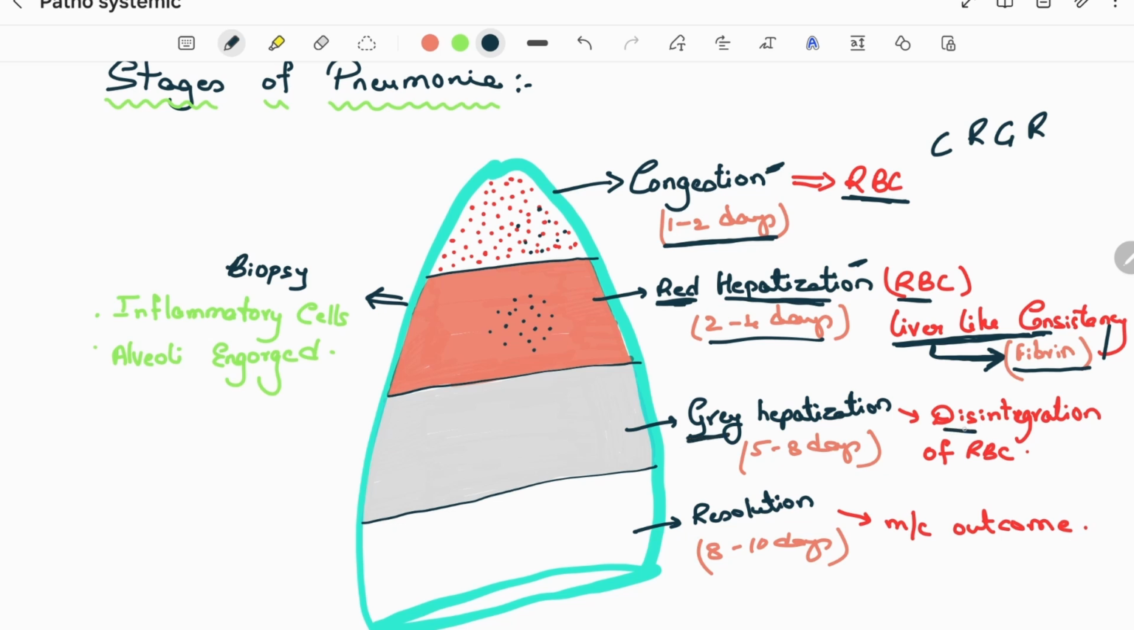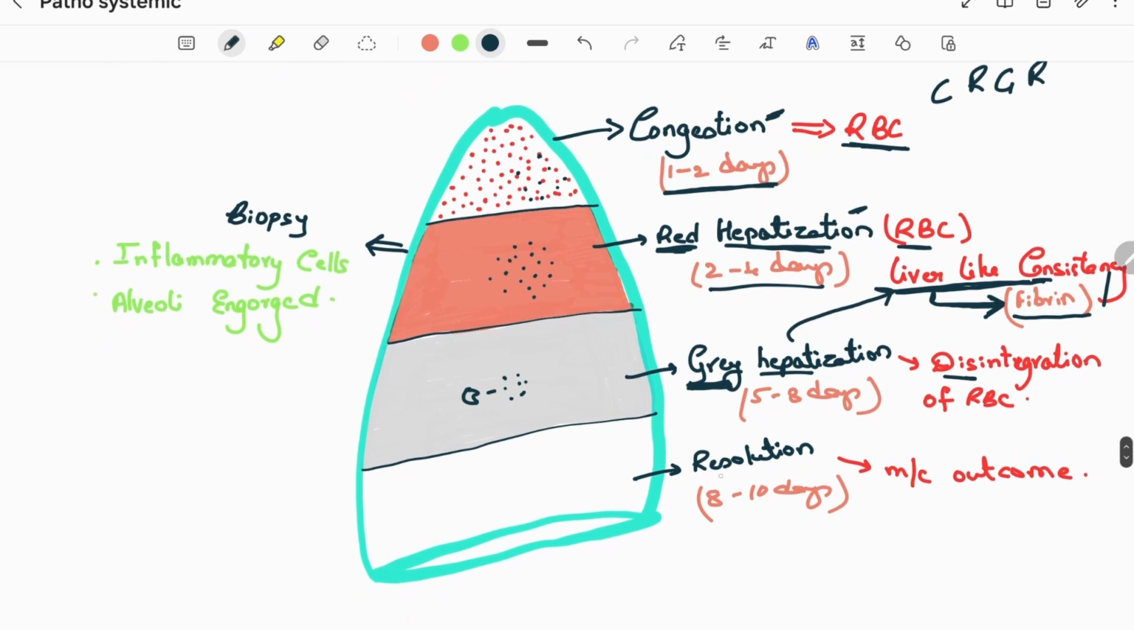Next one is grey hepatization. The RBC is getting disintegrated, RBC is breaking down, hence the color is grey, but the consistency is same as the liver. Okay, hence it is called grey hepatization. Next one is resolution. This takes place in 5 to 10 days and is the most common outcome.